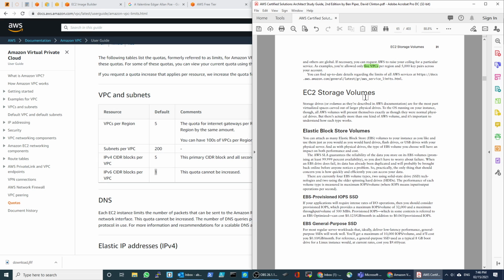Then EC2 storage volumes. We spoke about this and we created storage volumes in our systems, if you remember, right? Elastic Block Store volumes. When you create it, you can attach as many elastic block, EBS, volumes to your instance. We created one, but you could have created more.